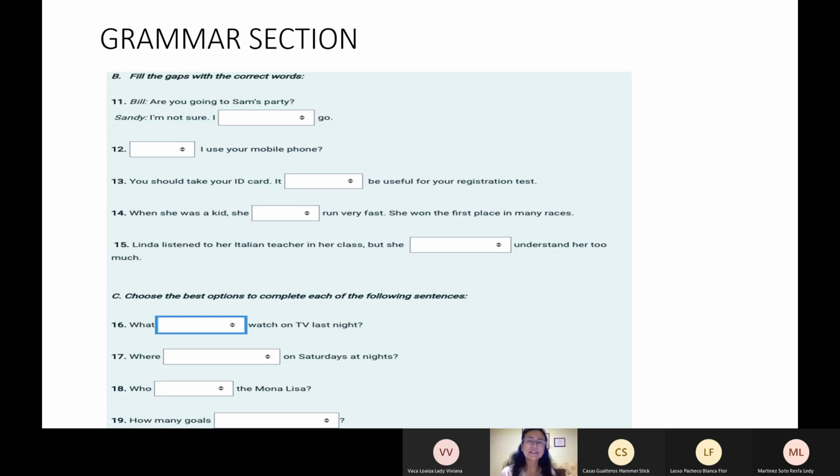Esa pregunta, ¿en qué tiempo quedaría? Present, past, or future. I use your mobile phone. Will I use your mobile phone? Debemos corregirla con I use your mobile phone.